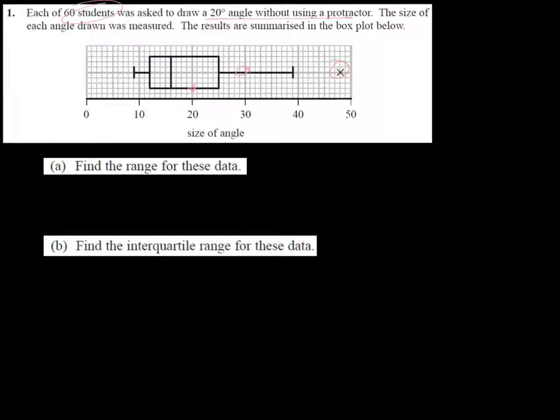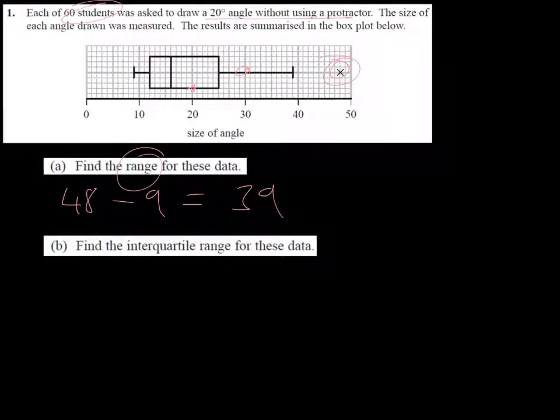And to start off with, we've got a couple of fairly straightforward questions. First of all, we're asked to find the range of the data. So the range is just going to be the largest value, which is this outlier here of 48, minus the lower value, which is 9, and that is going to give us a value of 39.